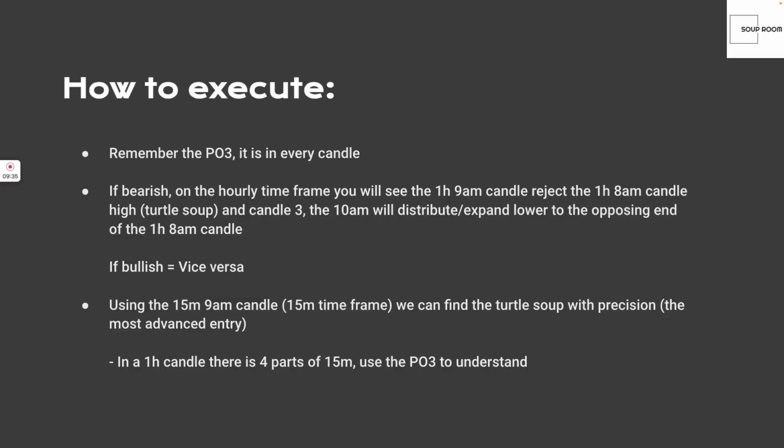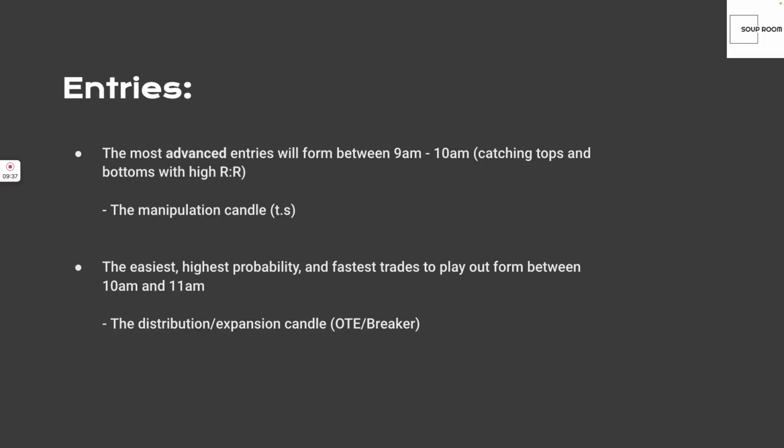Little cookie right there. Entries. Here's the juice. The most advanced entries will form between 9 a.m. and 10 a.m., catching tops and bottoms with high risk to rewards. The manipulation candle, turtle soup. This is the second candle in the range. As I said, the most advanced entries.